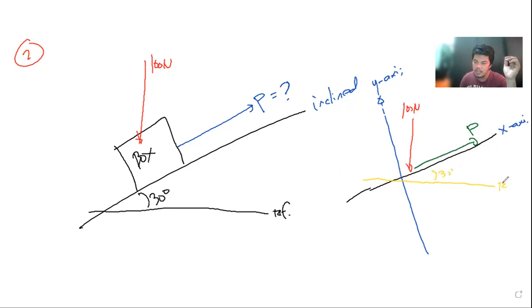So this is the reference line. If this is 30, and we know that right angle is 90 degrees, then this angle here is 60 degrees. So 30 and 60, that's 90 degrees. Therefore, we can calculate from our formula presented a while ago.